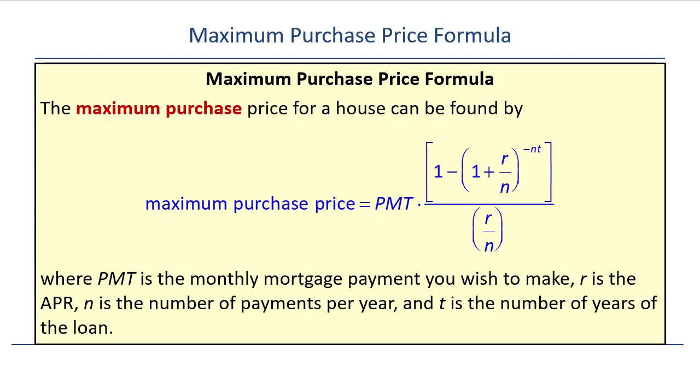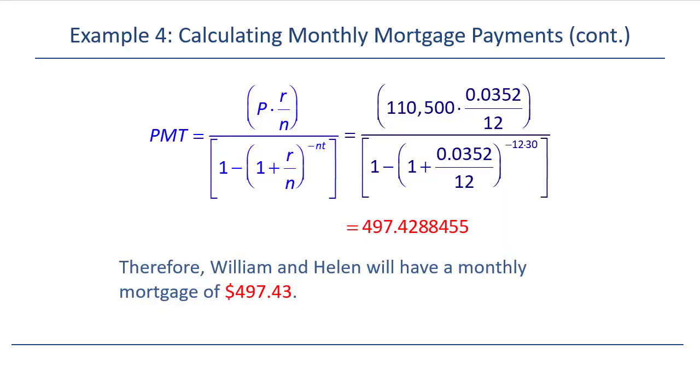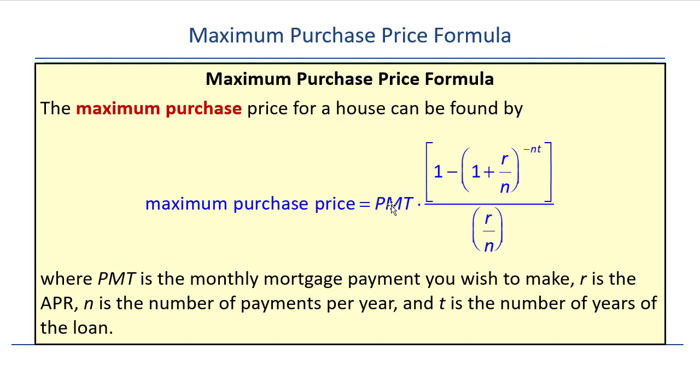Okay, maximum purchase price formula. All that we've done is we've taken this formula here and solved it so that we can figure out how much our payment can be, or how much we can borrow given what we want to buy, right? So how much we can afford per month. We're basically solving for P. We're solving for how much money we can borrow. So you can see that now we've got payment times a bunch of stuff equals maximum purchase price.